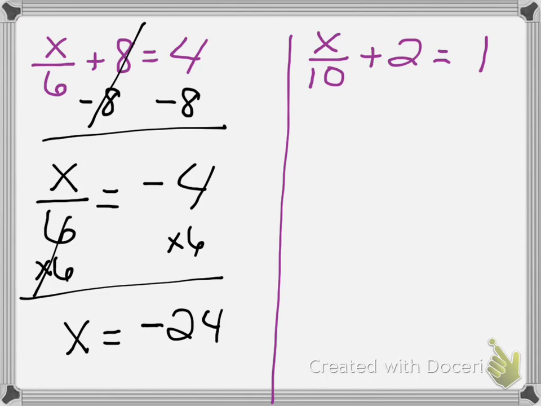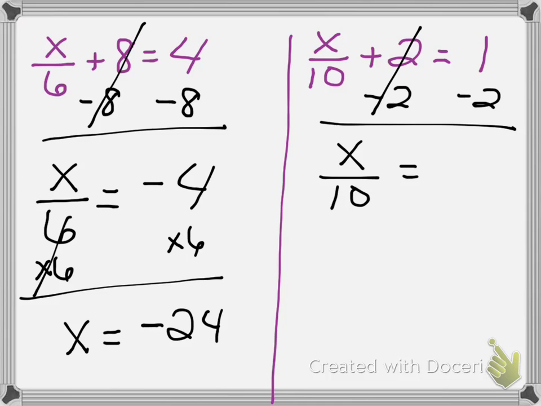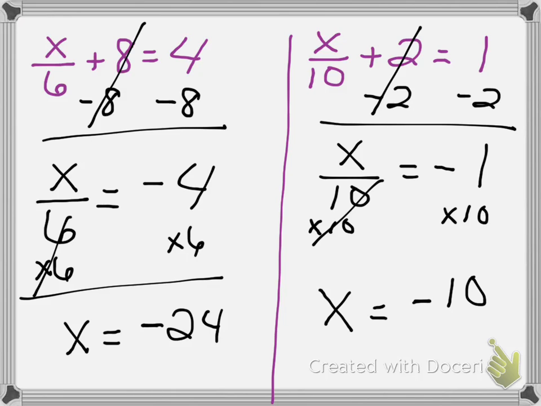I have a positive 2 on this side, so I'm going to subtract 2 from each side. My 2's will cancel. X divided by 10 equals negative 1. I need to take my 10 to the other side by multiplying. And my answer is going to be x equals, I have a negative number, and 1 times 10 is 10.